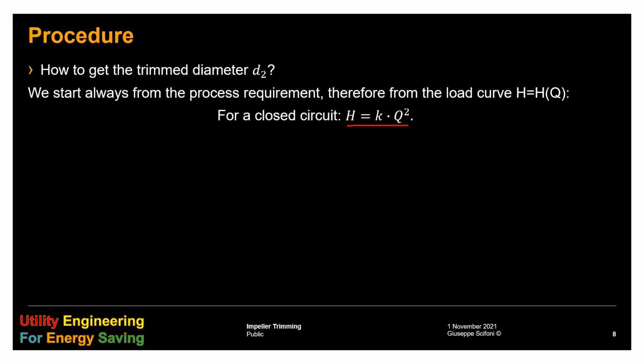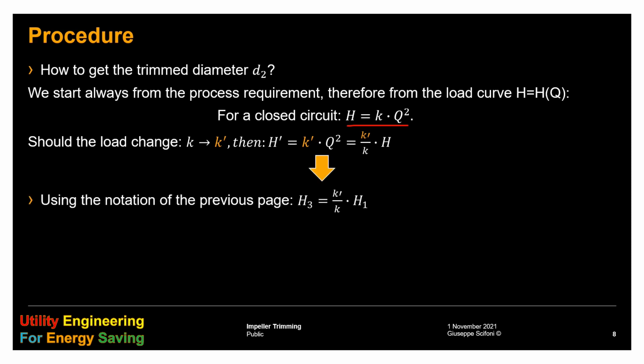If the process changes, it changes the constant K into the new value K prime. We assume K prime is less than K, otherwise the trimming procedure won't find application. Should K prime be known, then H3 is also known from the previous H1 by means of this simple relation.